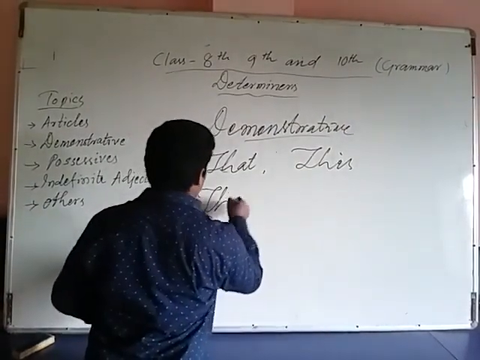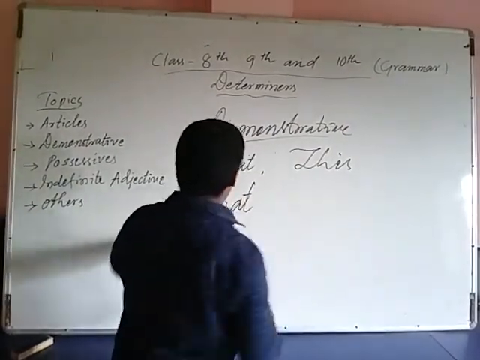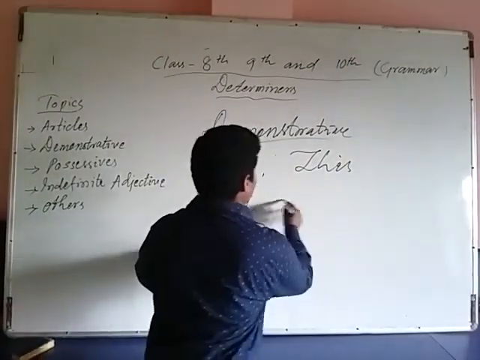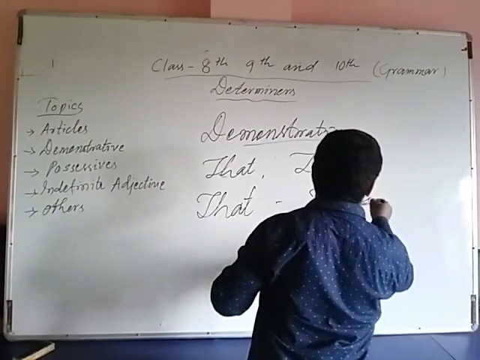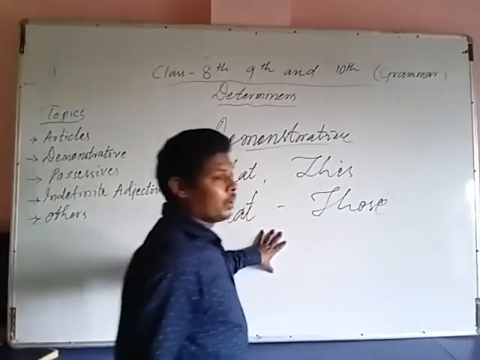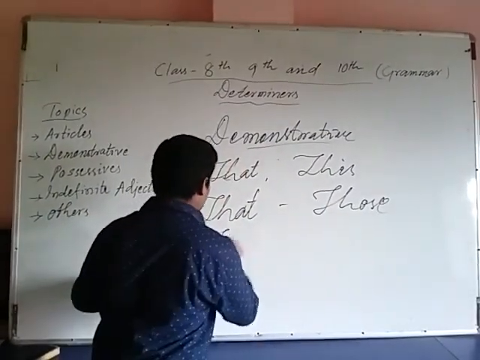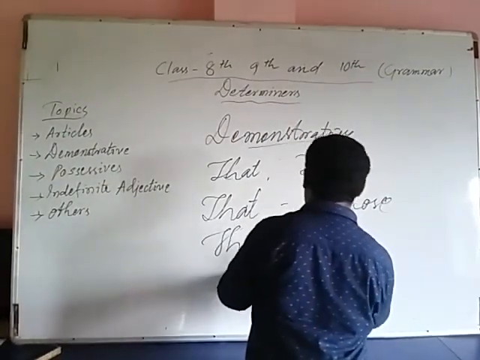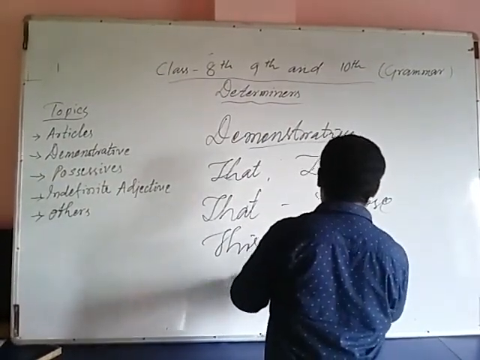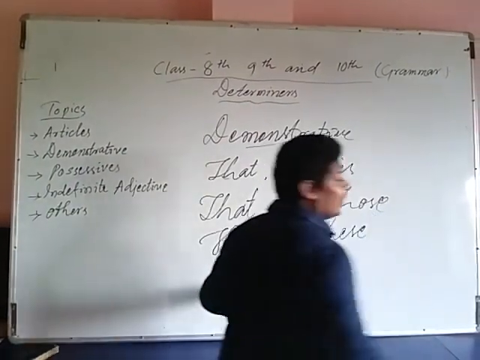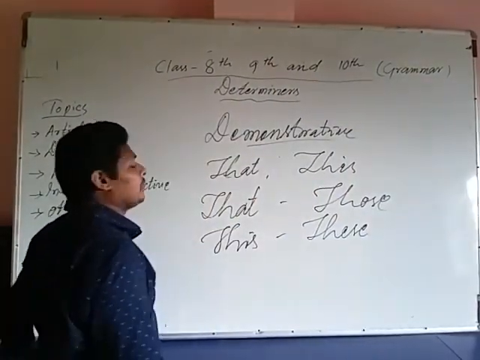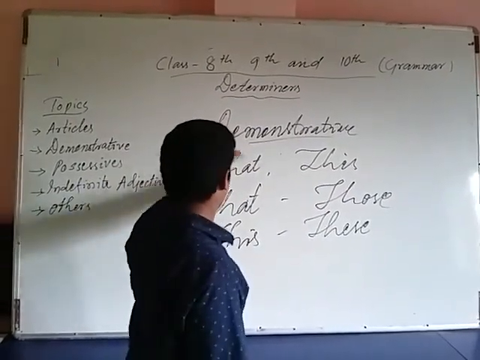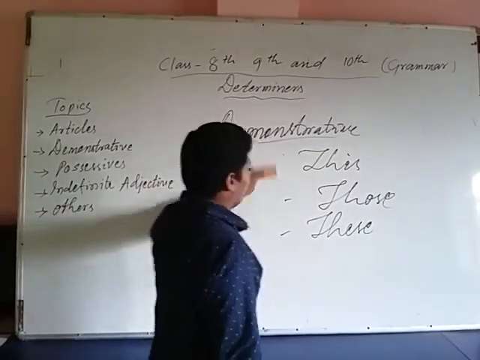That can be used for a singular noun, and those can be used for a plural noun. In the same way, this can be used for singular, and these can be used for a plural noun, when we define particular things. Okay?